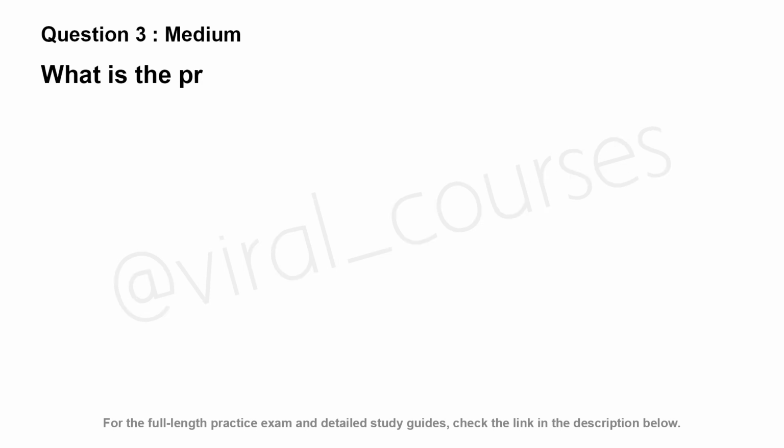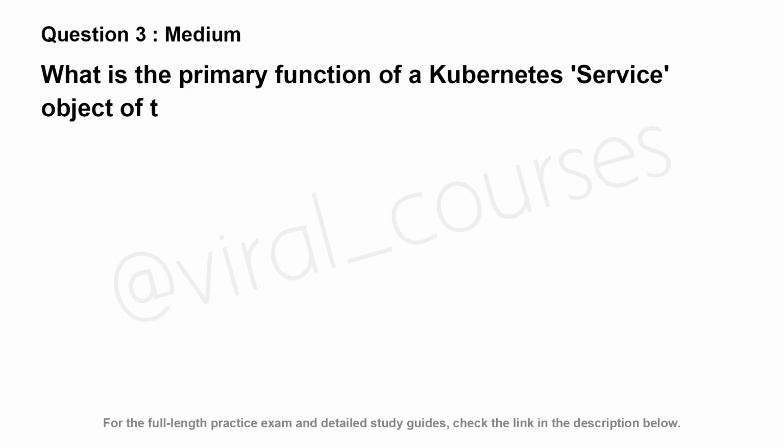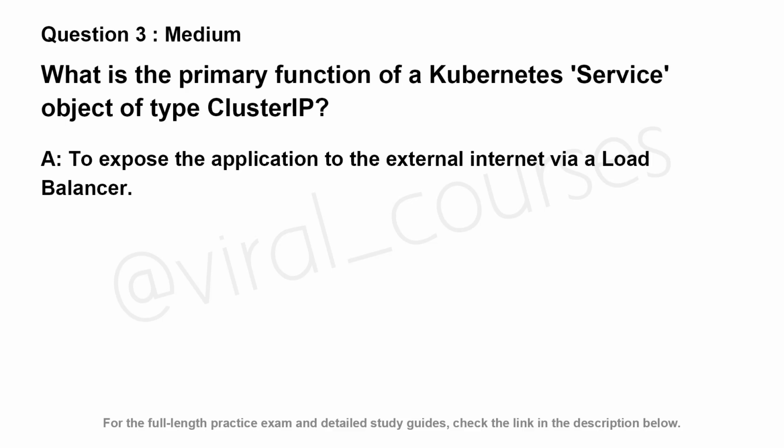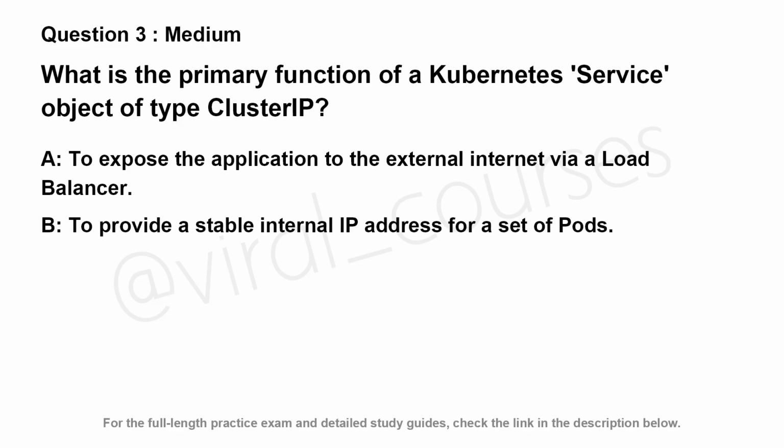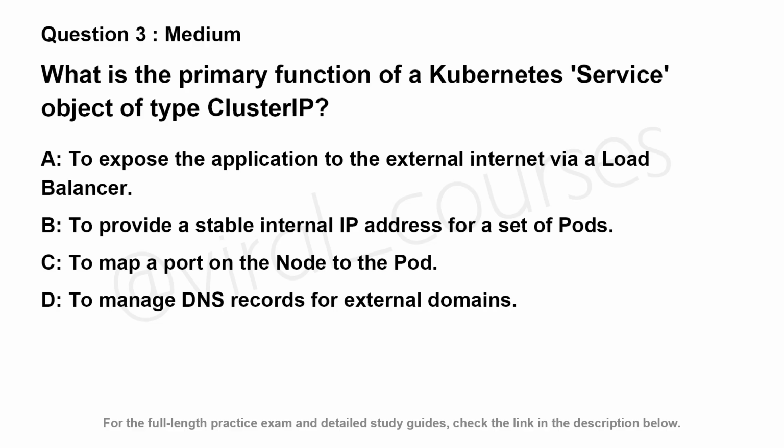What is the primary function of a Kubernetes service object of type ClusterIP? Option A, to expose the application to the external internet via a load balancer. Option B, to provide a stable internal IP address for a set of pods. Option C, to map a port on the node to the pod. Option D, to manage DNS records for external domains.